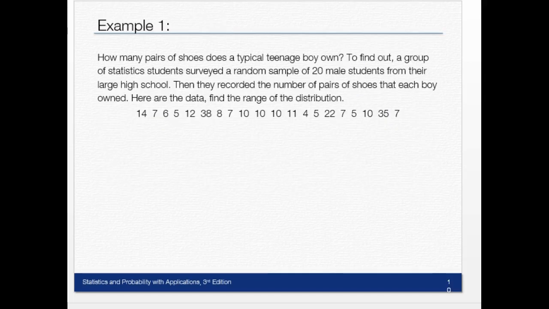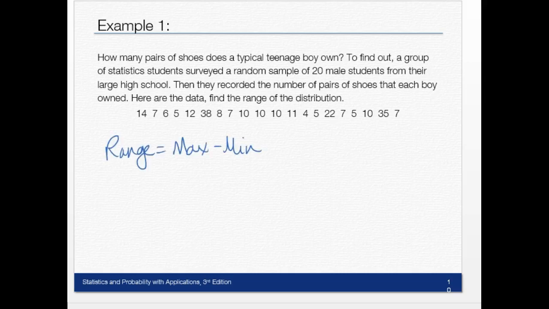So let's look at this. How many pairs of shoes does a typical teenage boy own? To find out, a group of stat students surveyed a random sample of 20 male students from their large high school. Then they recorded the number of pairs of shoes that each boy owned. Here's the data. Find the range of the distribution. Okay, this is really easy. Remember what range is. It's just the maximum minus the minimum.